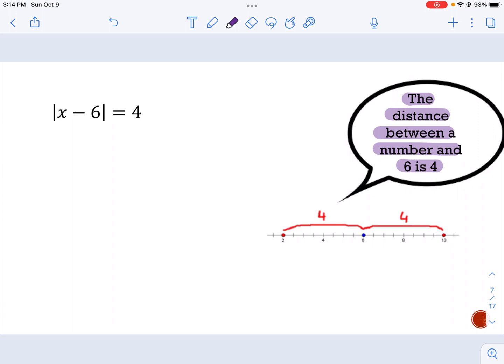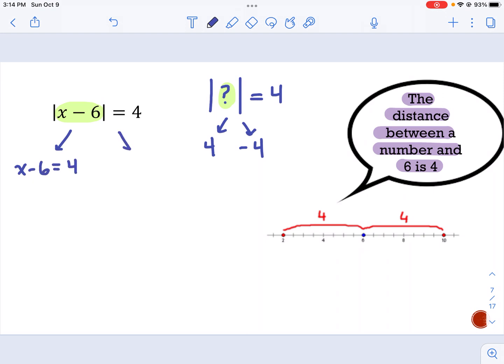But another way to think about this is to focus on what's inside my absolute value. I can look at this like the absolute value of something is equal to 4. We know that something inside that absolute value sign can be 4 or it can be -4. So we can bring this idea back to my equation. In this case, the x minus 6 expression can be equal to 4, or it must be equal to -4 in order for my original equation to hold true.